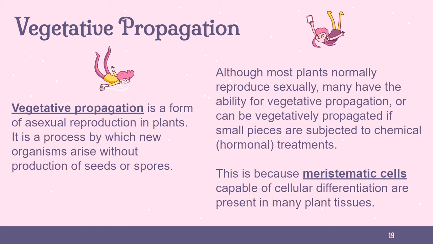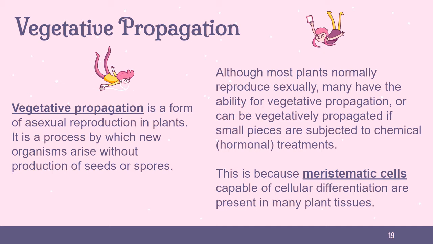We have propagated plants with desirable characteristics. We have harvested their fruits. We have utilized their body parts that we can consume. Humans have exploited this ability of plants to reproduce through vegetative propagation.